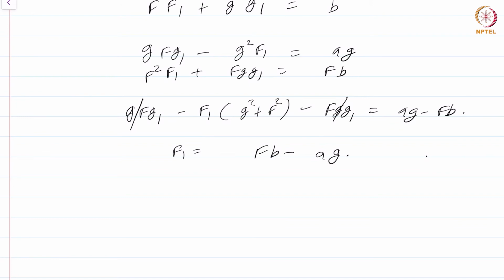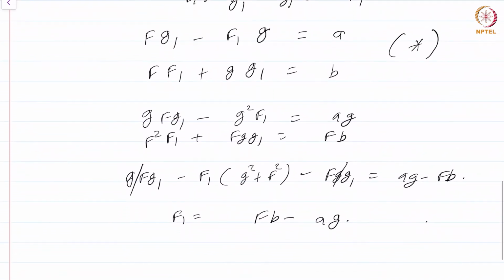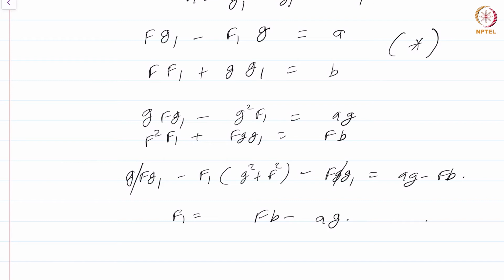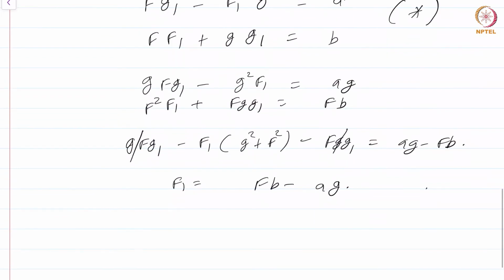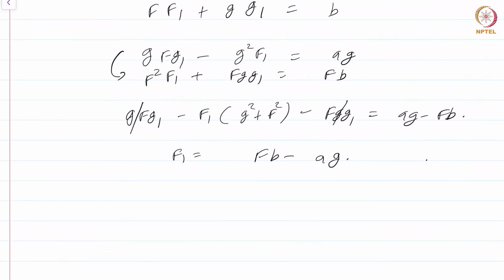Now what you do is you look back at the original equations, f g1 minus f1 g equal to a and f f1 plus g g1 equal to b. Again multiply the first equation by g and the second by f to get g f g1 minus g squared f1 equal to ag, and this time add these two equations, and a bit of algebraic manipulation will give you g1 is equal to af plus bg. Okay, so we have managed to get the expressions for f1 and g1 in terms of f and g.